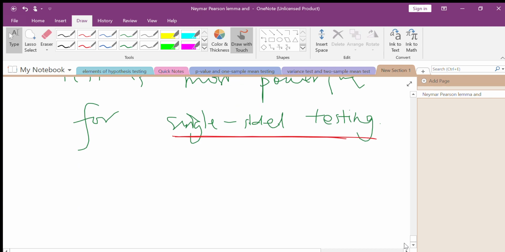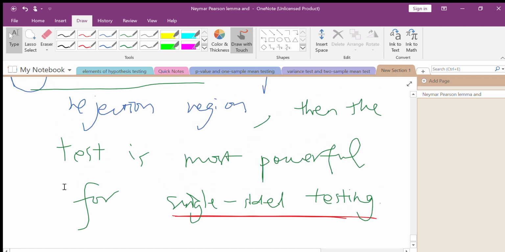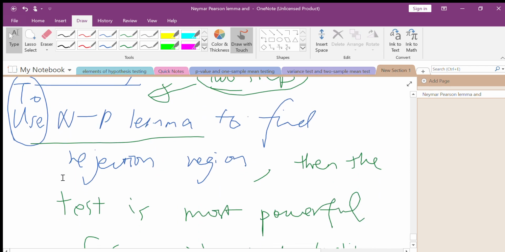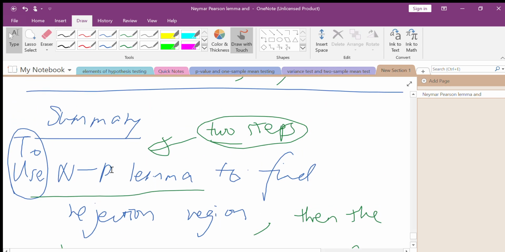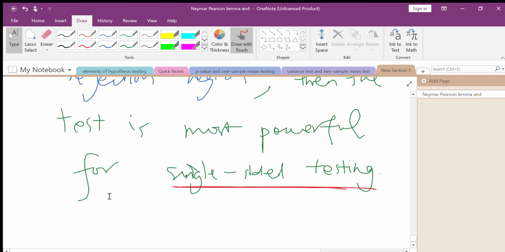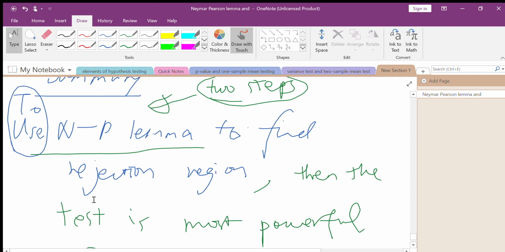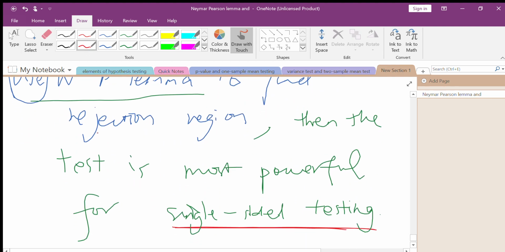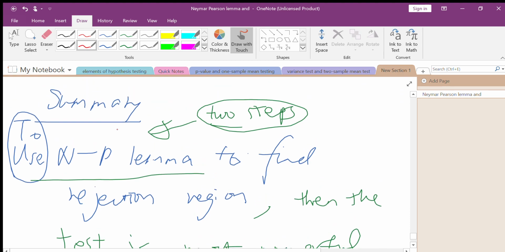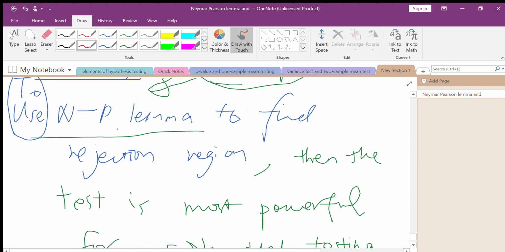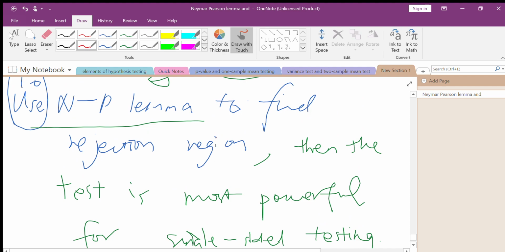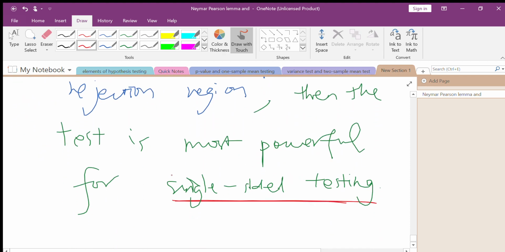Of course, this also includes simple hypothesis testing, but that one is extremely simple. We don't write it down. So at this stage, we can state this quite important summary: the application of NP lemma is just two steps to find the rejection region. Then the test is most powerful for single-sided testing. So for the classical theory of statistical hypothesis testing, one important conclusion is this: use NP lemma with two steps to find the rejection region, then the test is most powerful at level alpha.